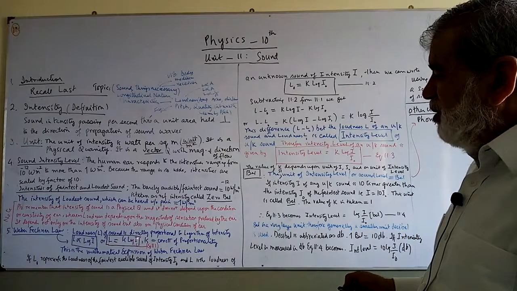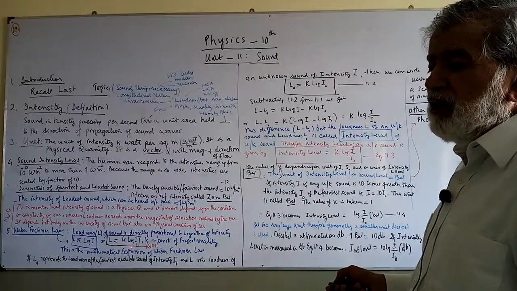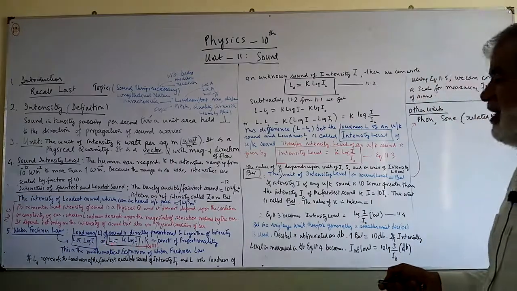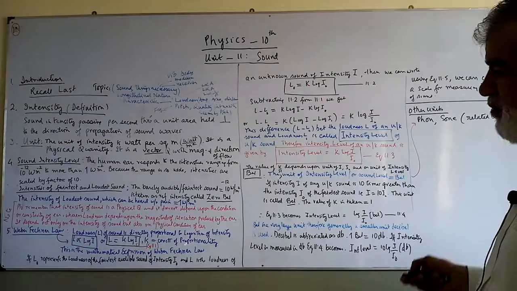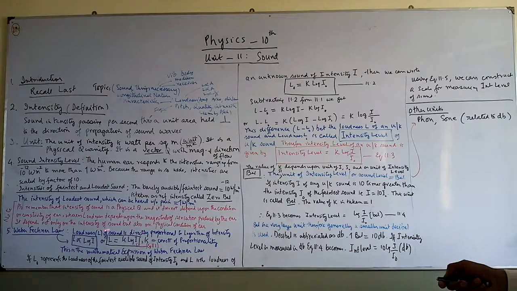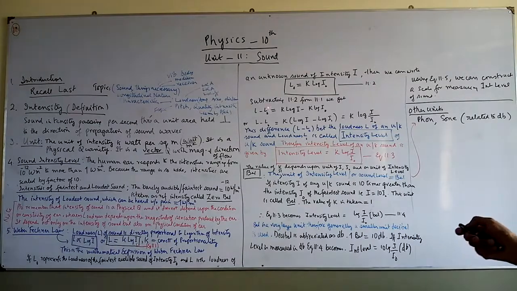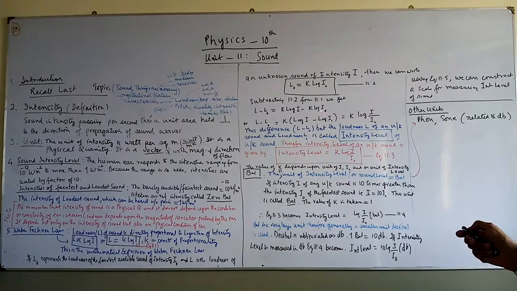Here L is equal to k log of I means any sound of loudness coming into the ear, its loudness is equal to k log of I, where I is the intensity. And if this is the faintest possible, then L naught is equal to k log of I naught. Subtracting equation 11.2 from equation 11.1, we get L minus L naught is equal to k log of I minus k log of I naught, or L minus L naught is equal to k into log I minus log I naught, which is equal to k log I over I naught.